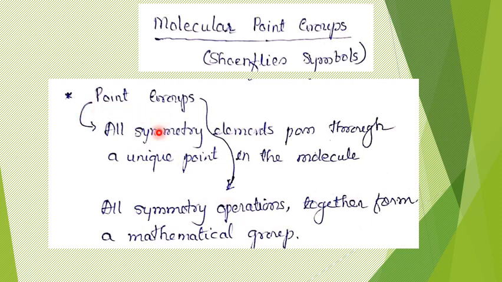Next, all these operations that are possible on a given molecule, all symmetry operations, not symmetry elements, please note this point, together form a mathematical group. About this we shall see soon. That's how the term group has come. Group here doesn't simply mean the normal meaning; it represents a mathematical group. So in total, this is called point groups.